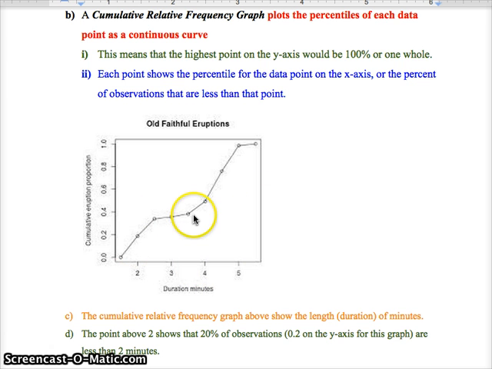Where I have a steep slope, as right here between 4 and about 4.5, that means a large percent of values lie here. I could say 50% to what looks like about 75%, so a quarter of my values lie right there. If I have a flat slope, that means I have very few values there. The percentile doesn't increase by much in that duration. So we'll have our percentile on the y-axis, the values from our data set on the x.